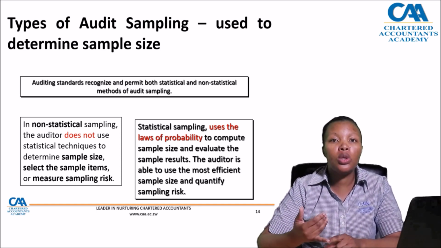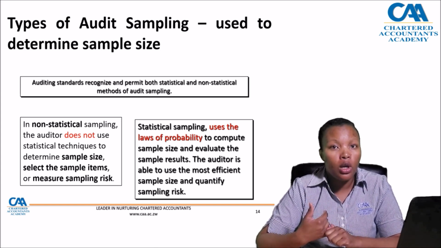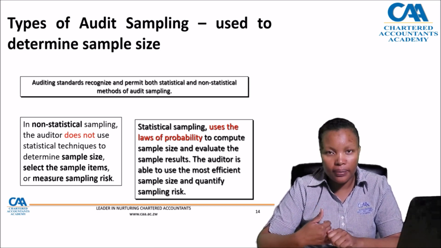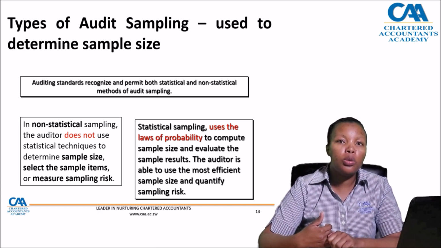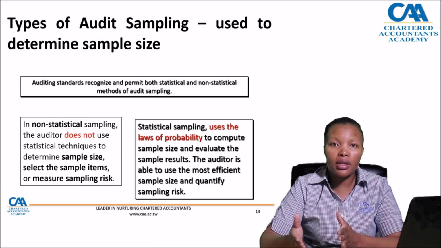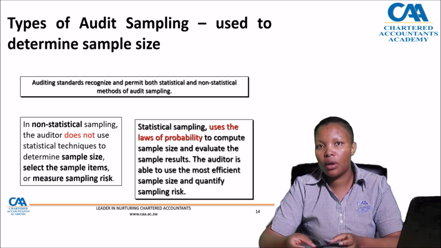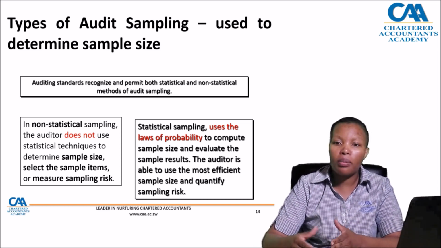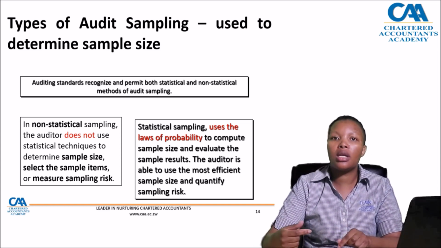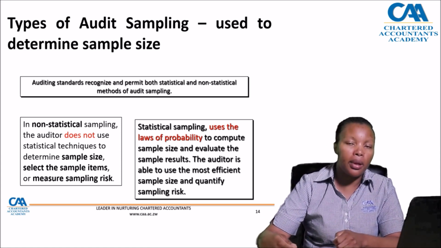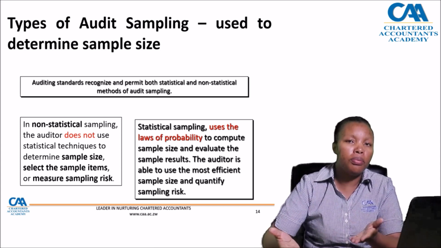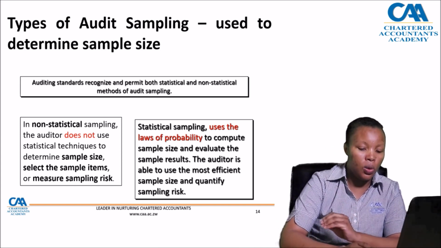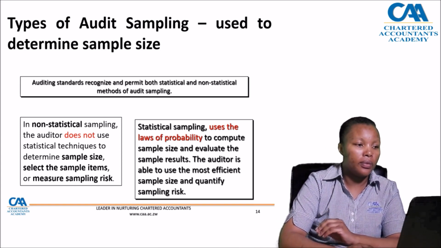So statistical sampling uses the laws of probability to compute the sample size and to evaluate the sample results. So the auditor is able to most efficiently use the sample size and to quantify sampling risk. So when you use the statistical sampling, you can then define your sampling risk. To say, so maybe my sampling risk is at this level, because the method which you use to extract your sample is probably using the law of probability. Therefore, you can then quantify your sampling risk.